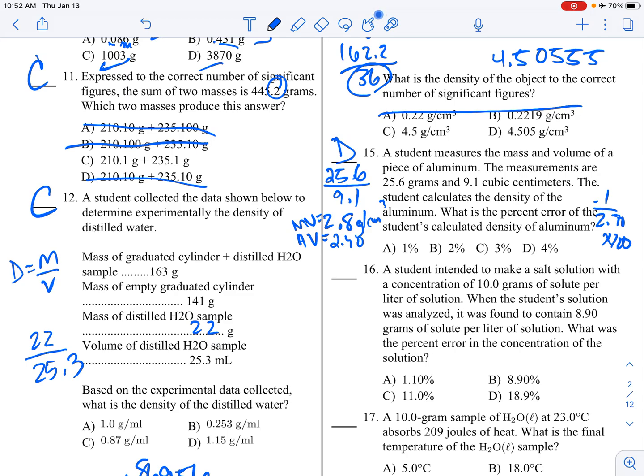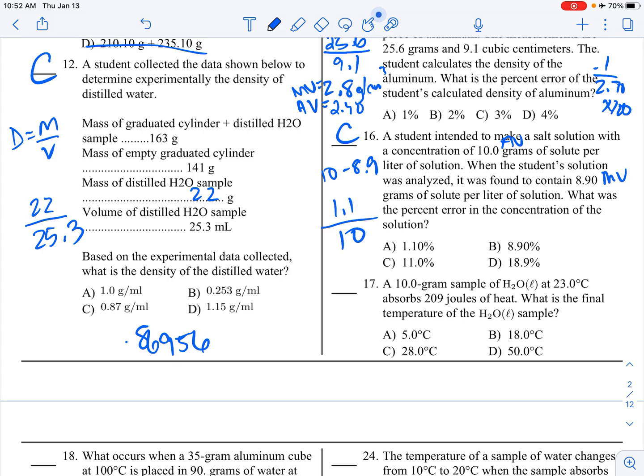So intended to make 10, that means that's our actual. We actually have, oh, sorry, measured, but the measured is this. So 10 minus 8.9, I suppose I shouldn't have needed to use that. Numerator 1.1, divide it by our 10, which is the actual, times 100. And you get 11%, which is choice C.